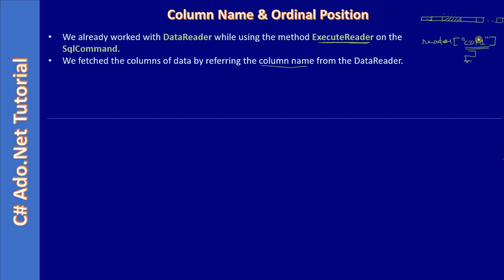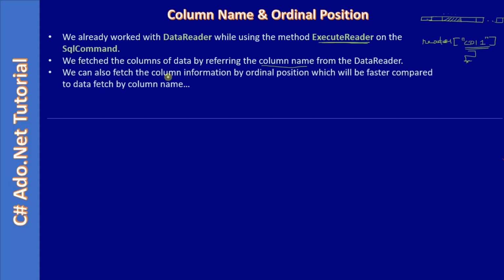So using the string name here is convenient, but it has a penalty of matching the column name, and if there are 20,000 records with 20 columns, you can imagine how much comparison there will be. That's why we say this is less efficient. We can also fetch column information by ordinal position, which will be faster compared to fetching data by column name.